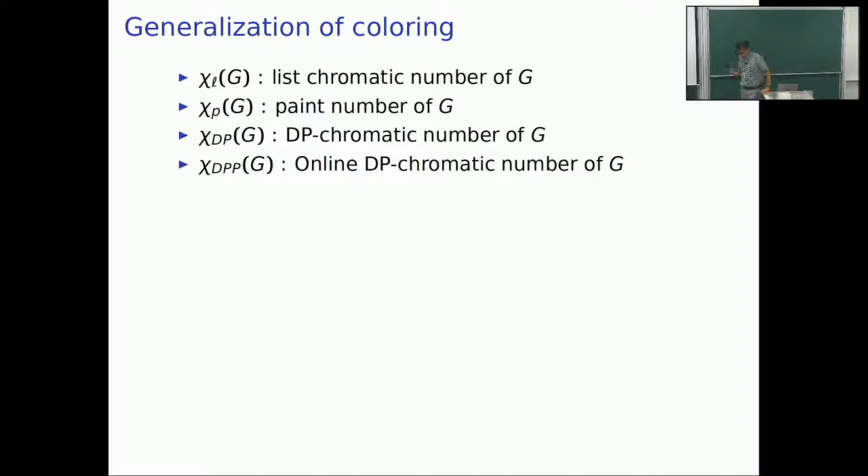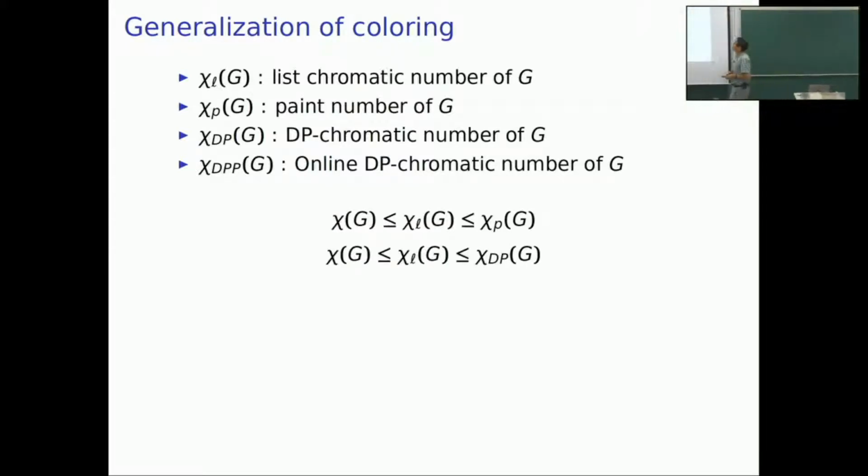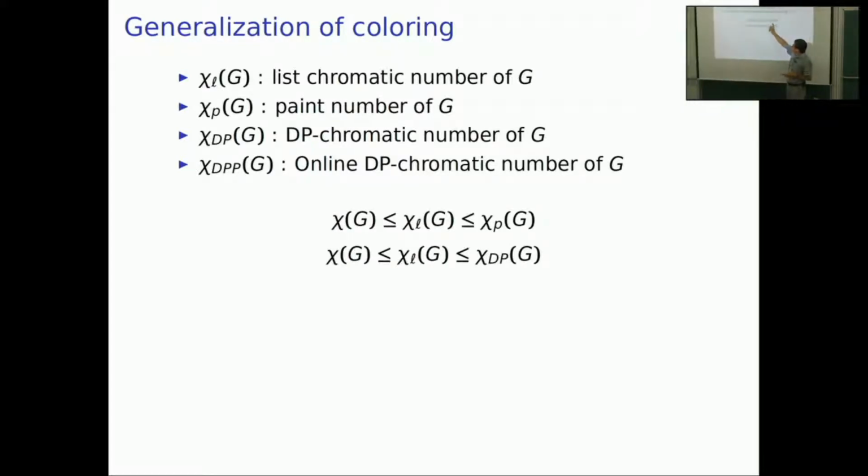Okay, so we know many parameters in coloring. We know the list chromatic number, but maybe also some of you know the paint number. Also, many of you maybe heard about the DP-chromatic number. Today I'm going to introduce online DP-chromatic number. In general, the paint number is a generalization of list coloring, paint online coloring. DP coloring is also a generalization of list coloring.